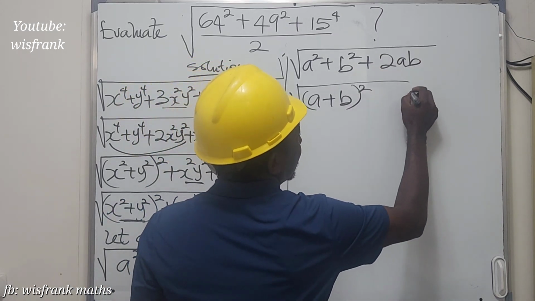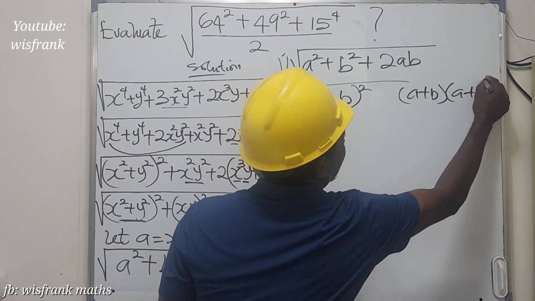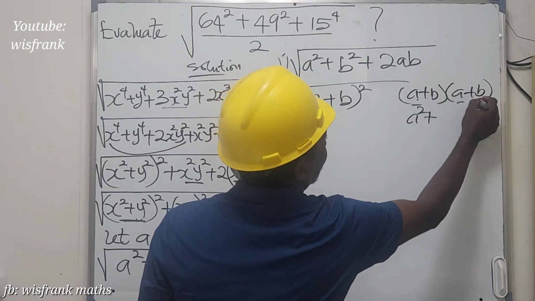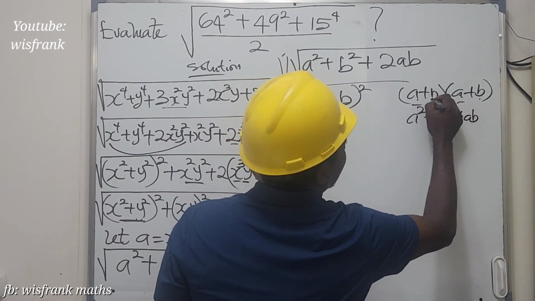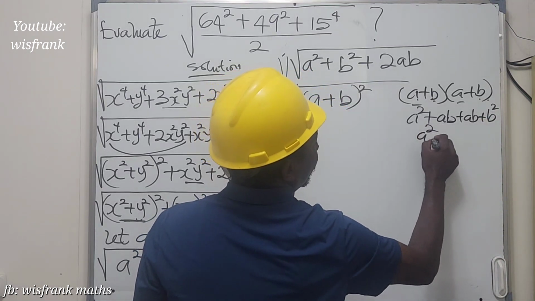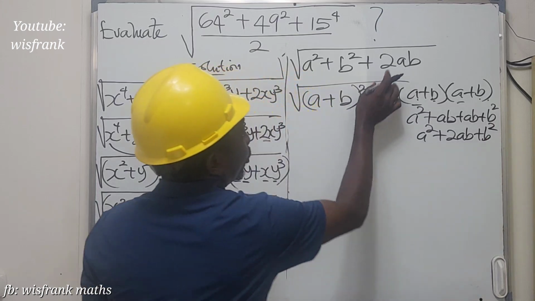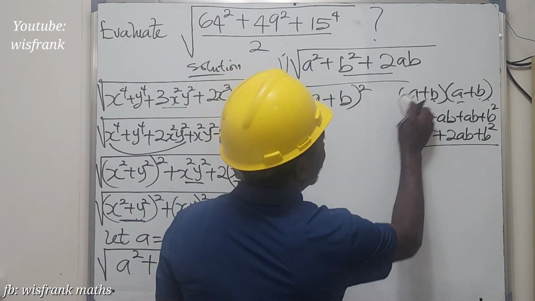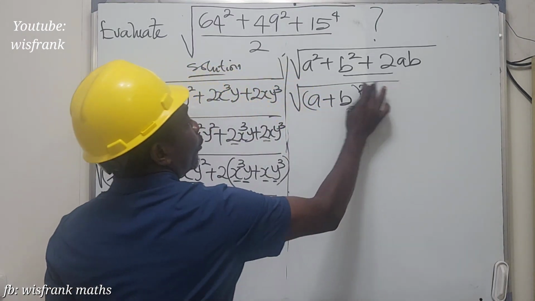So expanding this, a plus b into a plus b will give us a to the power of 2 plus, this time this will give us ab, this time this will give us ab, then this time this will give us plus b to the power of 2. We add: a to the power of 2 plus 2ab plus b to the power of 2. So this is what we have. That is why we have a plus b all to the power of 2.